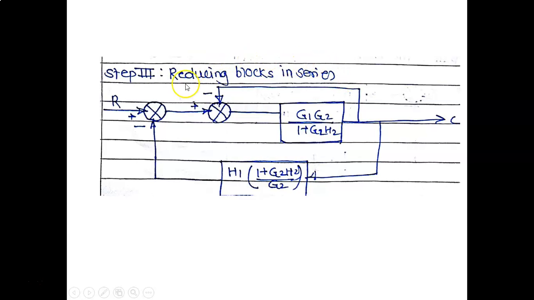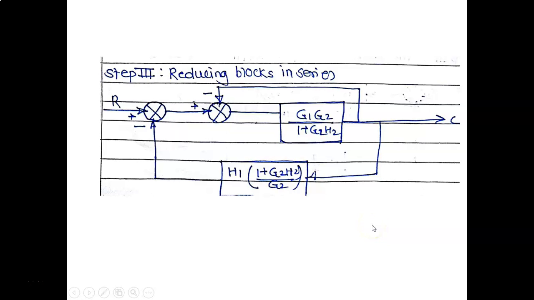Now, this forms a minor feedback loop. Now here, no value is there. This is the takeoff point and this feedback signal is taken. And in this signal, we are not observing any block. If there is no block in the feedback signal, we have to consider that that is nothing but unity feedback. Therefore, this is the minor feedback loop: this summing point, this unity feedback and this block G1G2 divided by 1 plus G2H2 form a minor feedback loop.